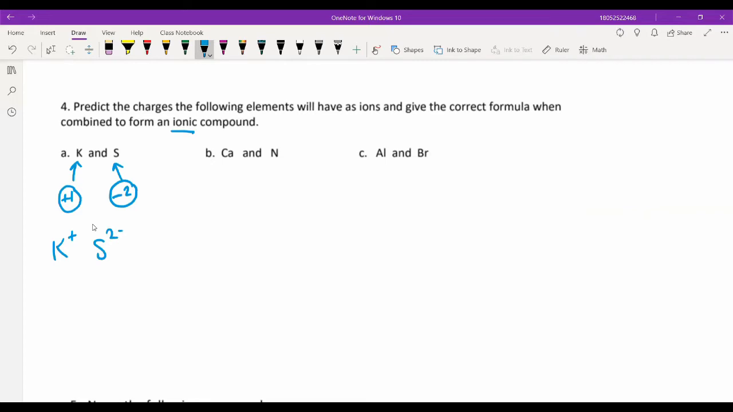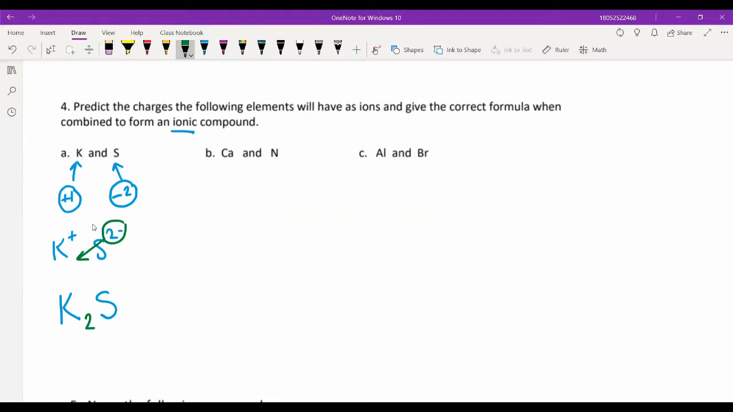you want to make the overall compound neutral. And a common little rule that's used is if the numbers are the same, you just take one of each. But if they're different, you can do this little thing where you cross them. So if I bring this down, I would have K subscript 2 S, meaning there are 2 potassiums, which would give a total of +2 to match the -2.